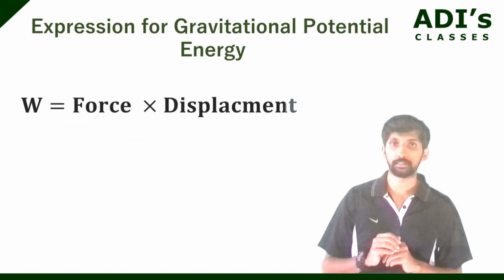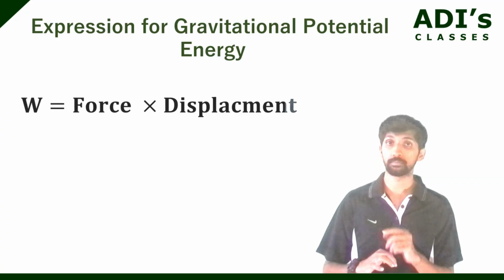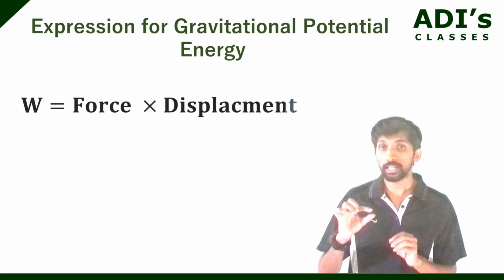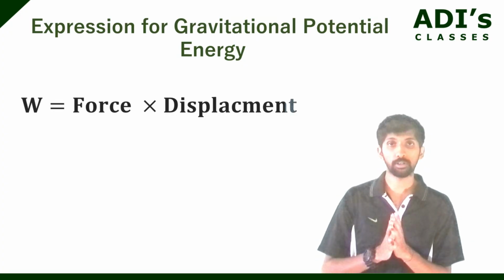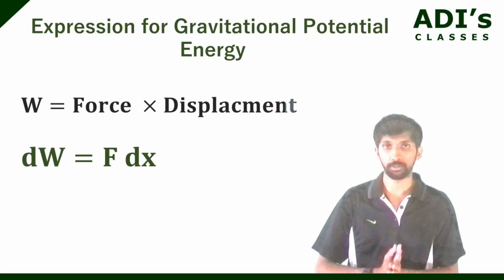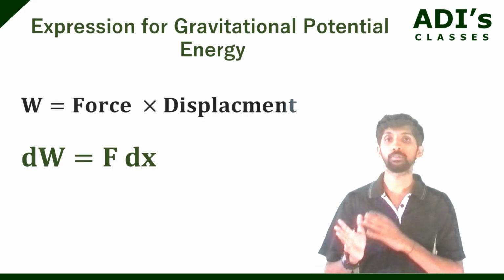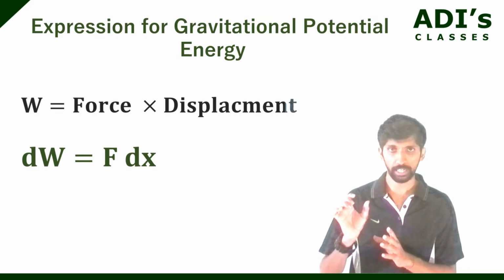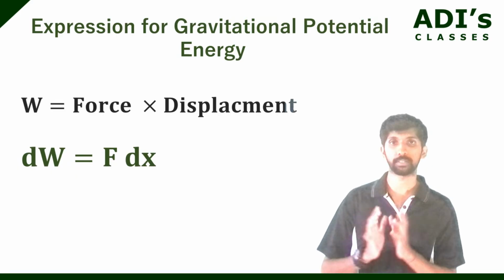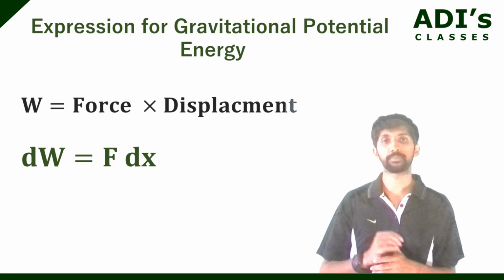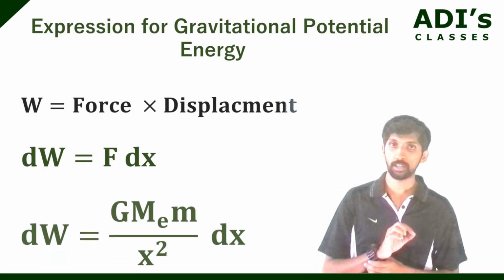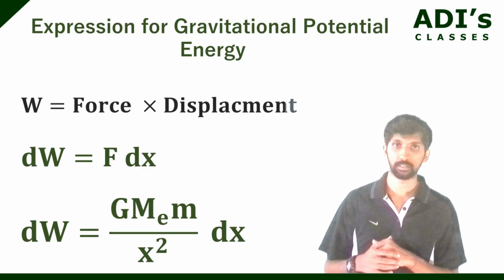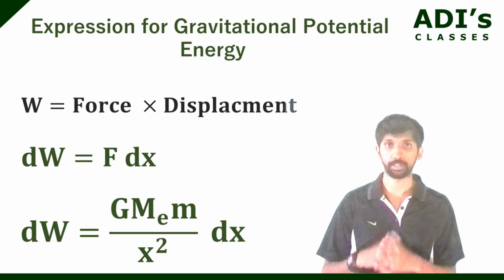Now the work done is force into displacement. For a very small displacement, very small work will be done. Let's call the small work done dw. So dw equals F into dx, where dw is small work and dx is small displacement. So dw equals F dx, or G Me m by x squared into dx. In place of F we are substituting.